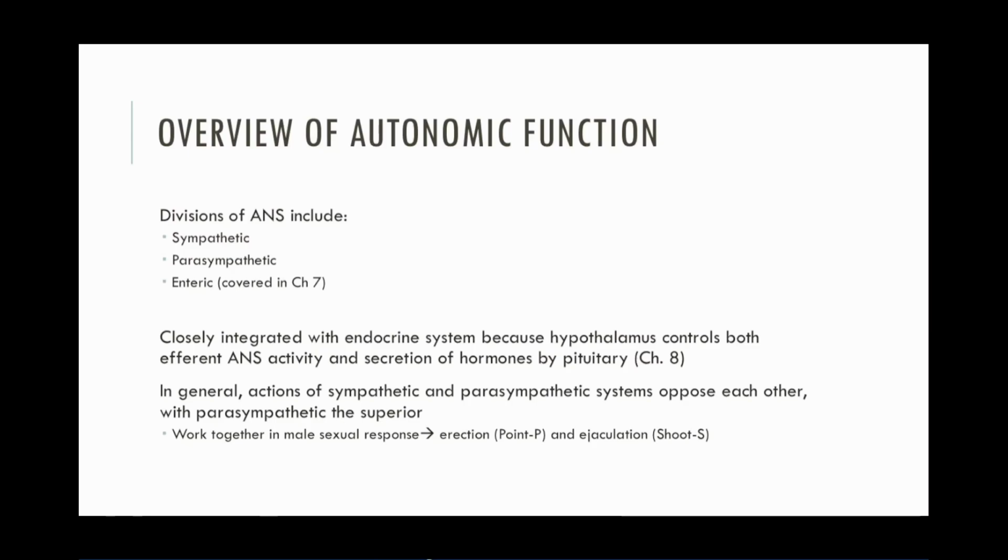So the divisions of our autonomic nervous system: sympathetic, parasympathetic, and our enteric, which we'll cover in GI later on. It's closely integrated with our endocrine system because of the hypothalamus. The hypothalamus tells the pituitary gland what to do and controls our whole body with our hormones. In general, sympathetic and parasympathetic are like opposing sides, like on a seesaw. One may be in charge than the other one. Normally, the parasympathetic system is in charge all the time. When you need sympathetic, then it kicks in.